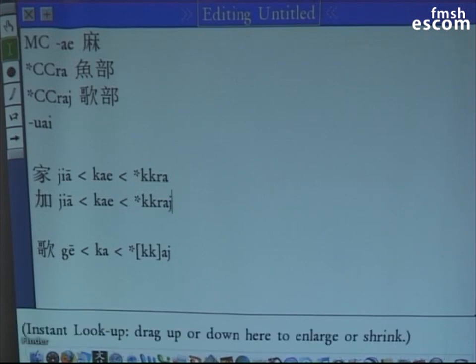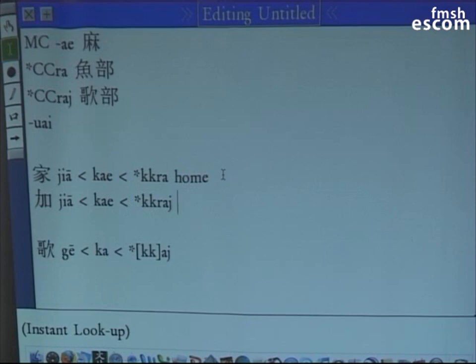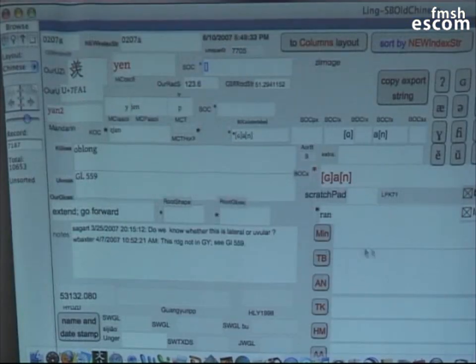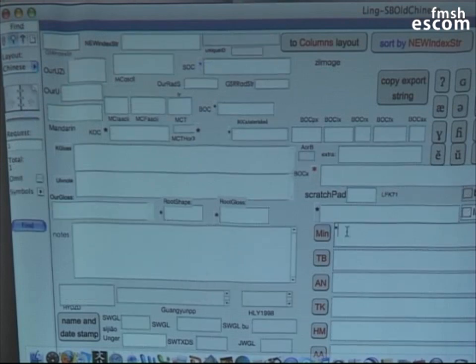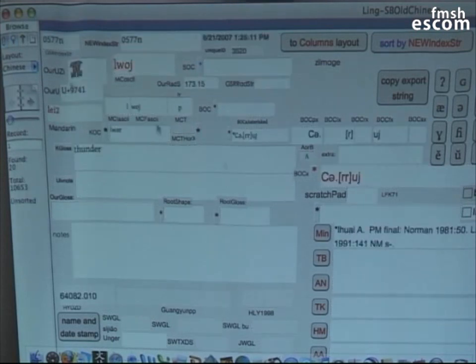Let's see, maybe I can find this. Oh, I'm sorry. This is home, and this is add. What is the Min reference for that? This is an example, a potential example. I'm not sure if it's an actual example because we don't have all the Min forms entered here, but let's see if we have something.